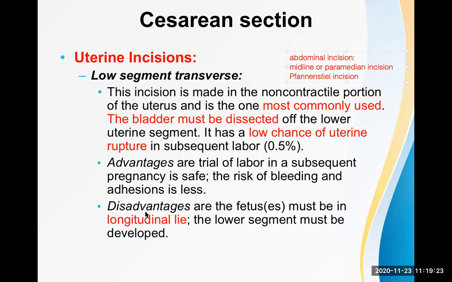Disadvantages are that the fetus must be in longitudinal lie for this type of delivery, and the lower segment must be developed. But these we can diagnose before, we can palpate before we do the cesarean section. What is the lie of the baby? Usually the lie is longitudinal. Transverse lie is very rare. So make sure the baby is in longitudinal lie before giving a lower segment cesarean section.